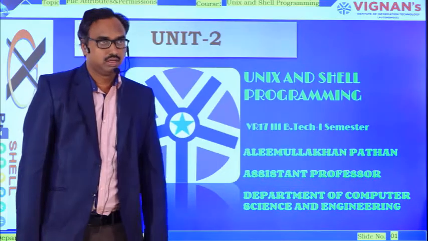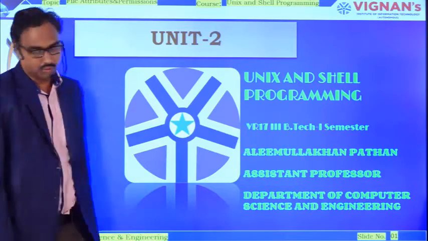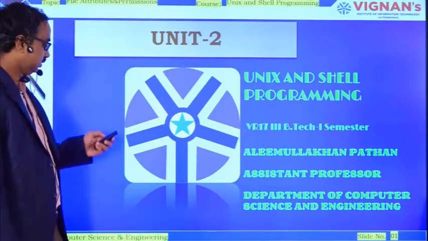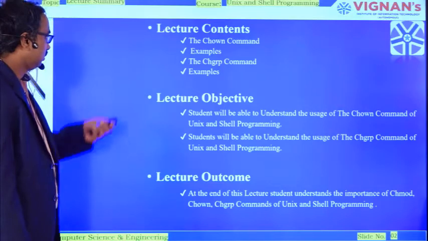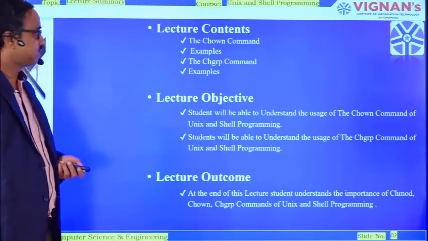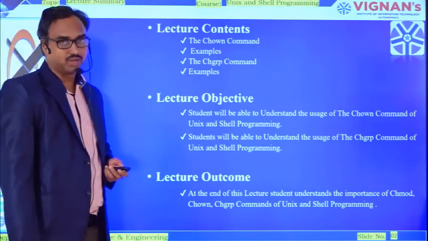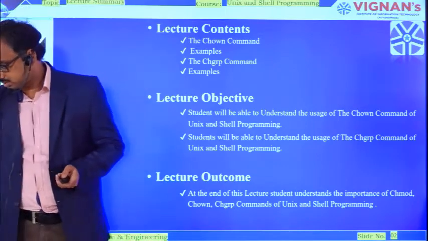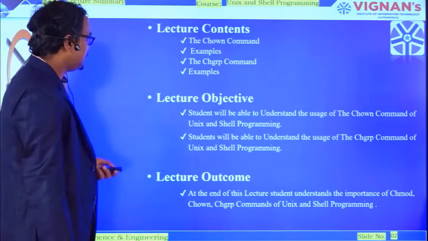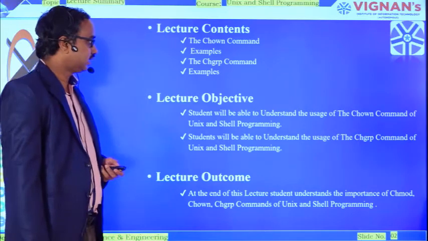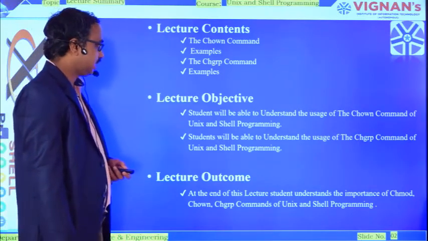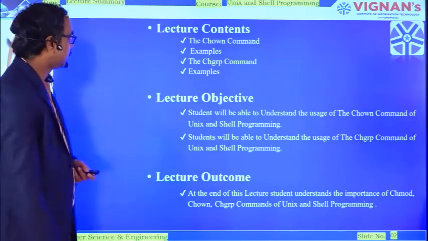Morning students. In the previous class we saw the chmod command. So the lecture contents are file attributes and permissions, the chown command followed by examples, and then the chgrp command and the examples regarding the chgrp command. So these are all the lecture contents.